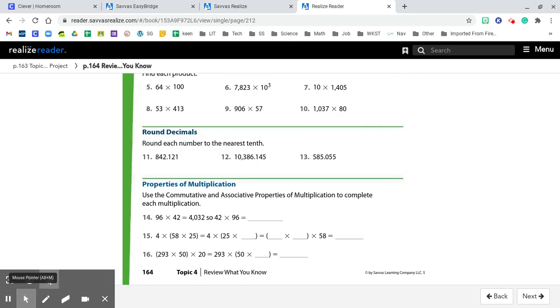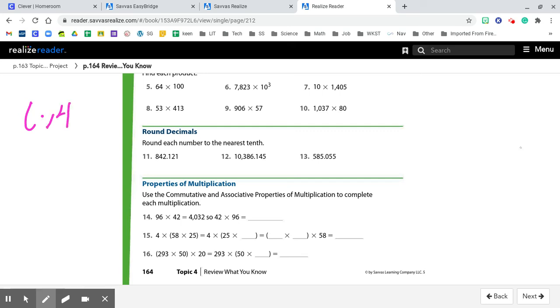And then finishing up down the bottom here, use the commutative property and associative property of multiplication to complete each multiplication problem. So remember we can change the position. 6 times 4 is the same as 4 times 6. So we can change the position and still have the same answer. So 96 times 42 equals 4,032. So 42 times 96 is going to equal the same thing. We just moved things around. You're allowed to do that.